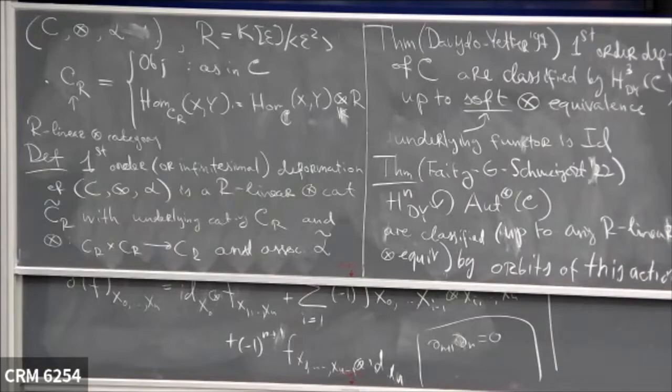Say this again. Is the soft equivalent different from an equivalence which reduces to the identity mod epsilon? The identity, no, the functor is not identity mod epsilon. The functor is actually identity. It's different, yeah. The functor is identity, but its monoidal structure is identity mod epsilon. But anyway, it's a sort, right?